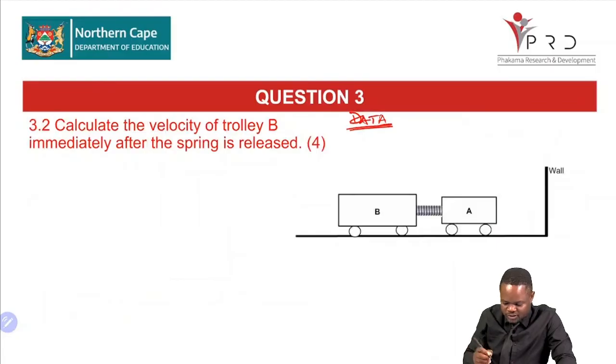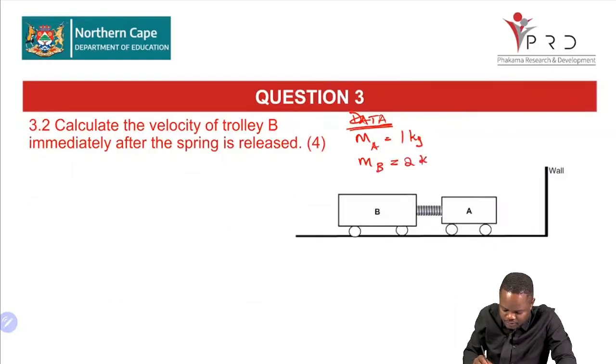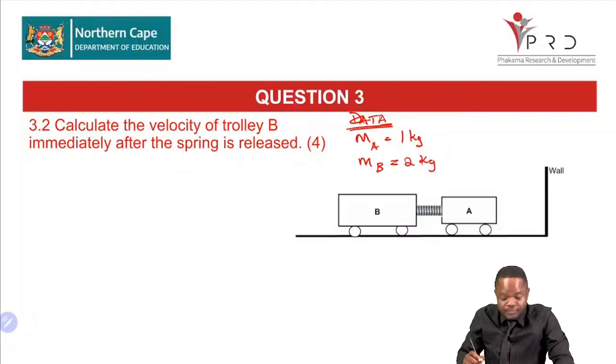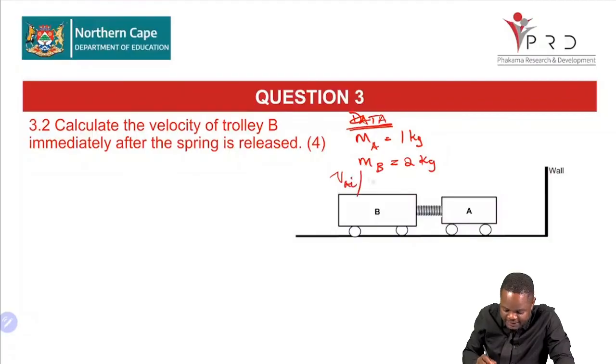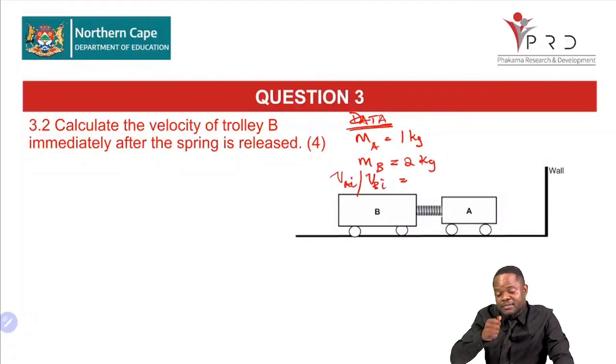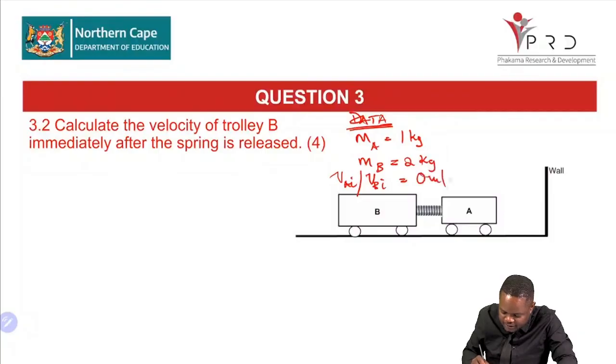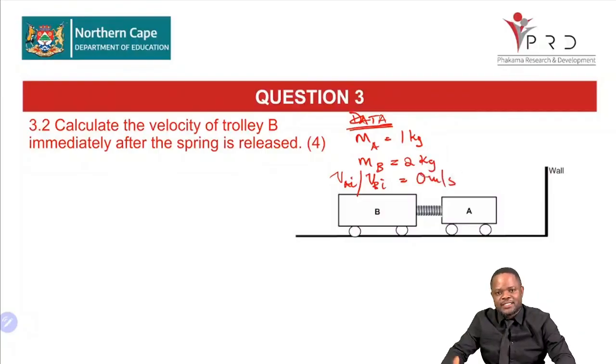What are the values? Okay, we know our MA, the mass of A, we're told is 1 kilogram. And our MB, we're told, is 2 kilograms. This is the data that you need. And for both A, VAI and VBI, their initial velocities, remember we said these are at rest. So both of them have initial velocities of 0 meters per second.